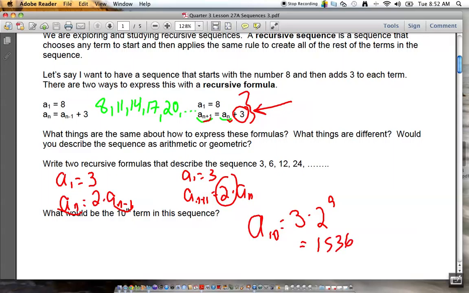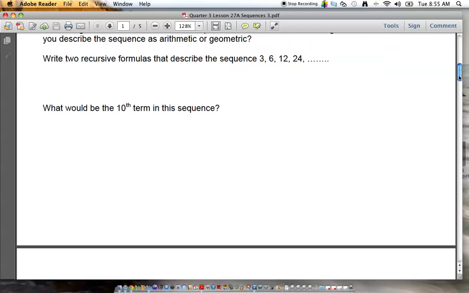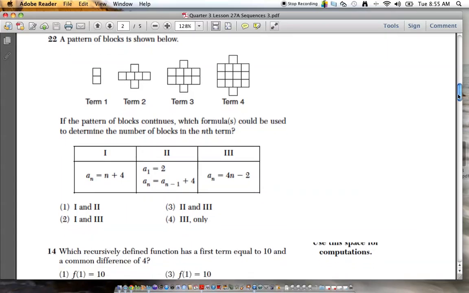Any questions? Okay. So here is an old Regents question. I'll give you a minute, minute and a half. You can talk to somebody next to you, figure it out.